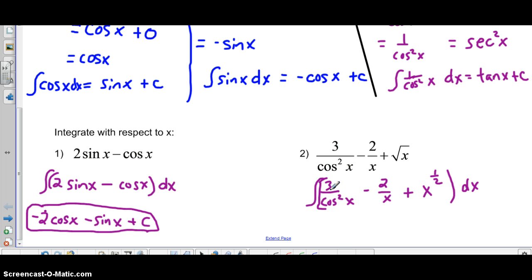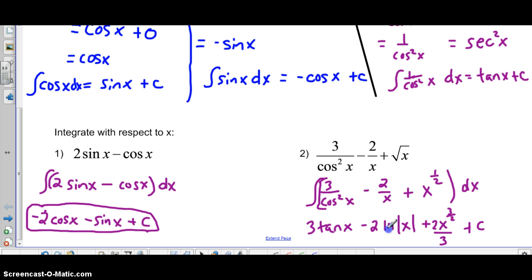So our first part is our new one that we just learned today, and that would be 3 times the tangent of x plus c. We're going to be adding on to the whole thing. 3 times the tangent of x. Here is our ln, so minus 2 times the ln of x, and then our x to the 1/2, remember we would add 1 to the exponent and divide by the new exponent, so x to the 3/2 divided by 3/2, so divided by 3/2 would mean it'd be multiplied by 2/3, and plus c.